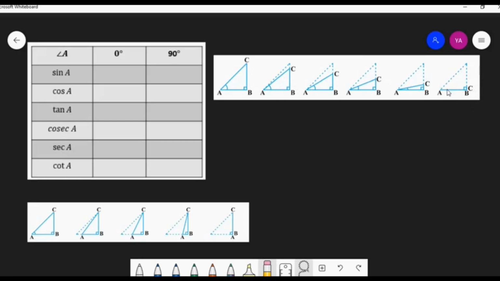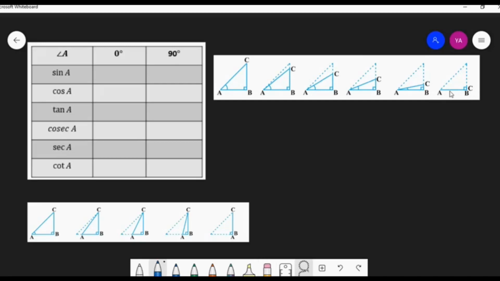In this right triangle, if we fix angle A, the side opposite to angle A is BC and the hypotenuse is AC. So in the last picture, the opposite side of angle A becomes 0 and the hypotenuse becomes the adjacent side, right? Because the hypotenuse coincides with the adjacent side AB. Side AB and side AC become equal when angle A becomes 0 in the last picture.